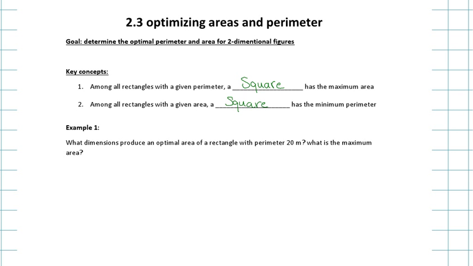What dimensions produce an optimal area of a rectangle with a perimeter of 20 meters? What is the maximum area? 5 by 5, 25. You did not show me any work, so you get half a mark. Good.